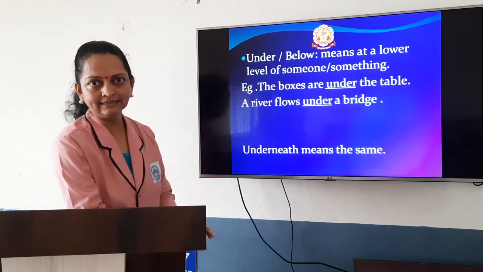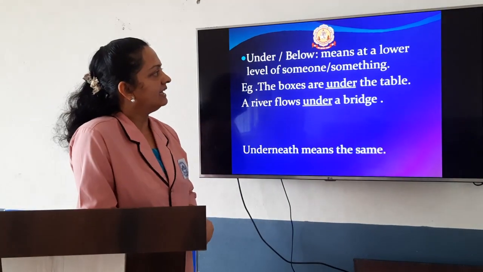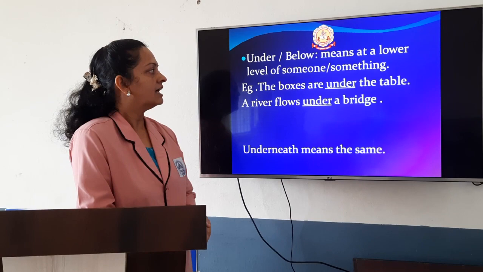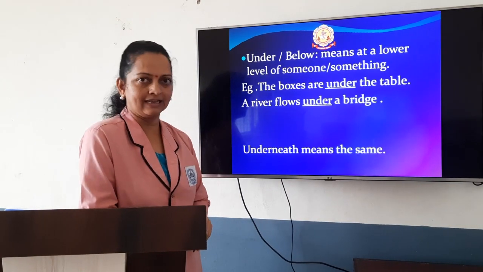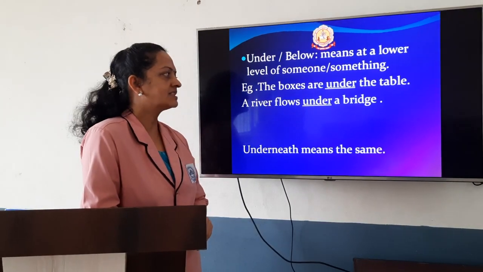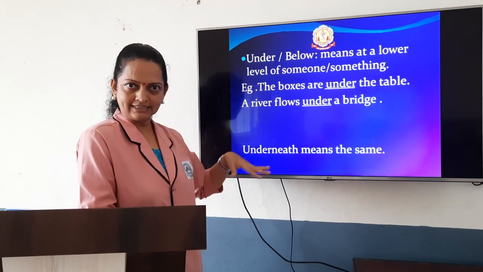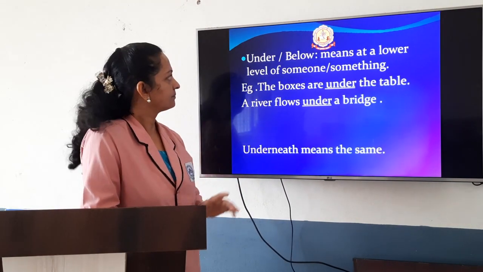Next we have under or below. It means at a lower level than someone or something. Example: the boxes are under the table. A river flows under a bridge. Even underneath denotes the same thing.